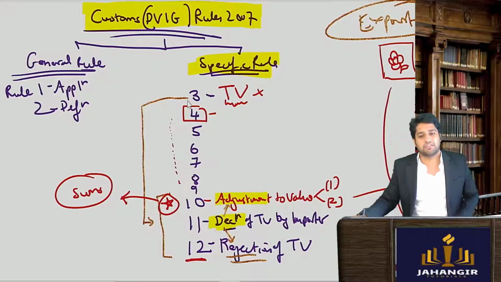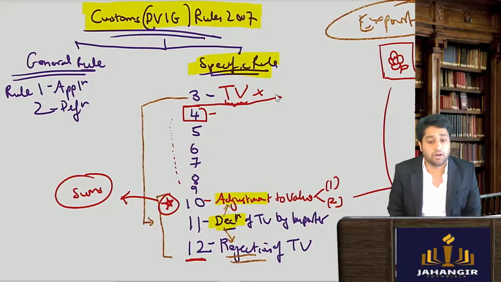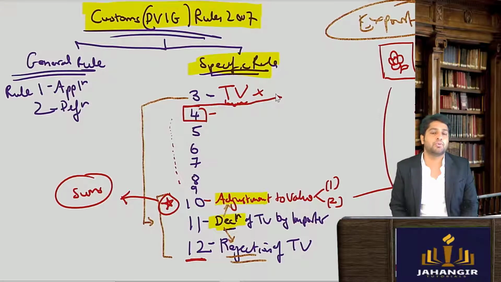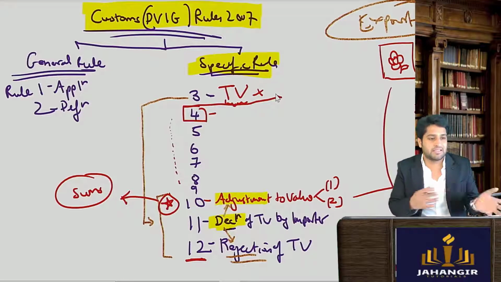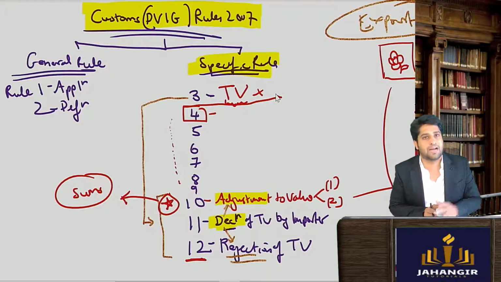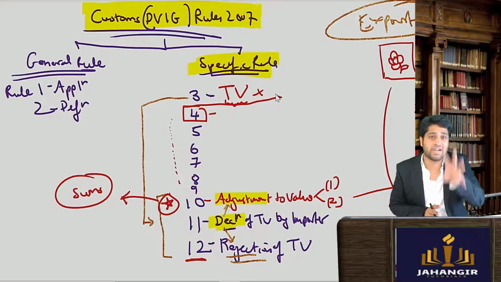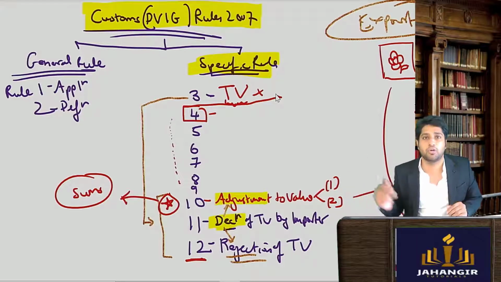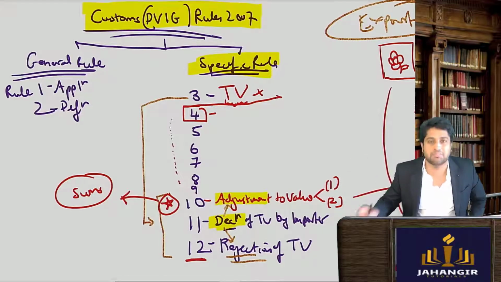If the transaction value could not be trusted and got rejected under rule number 12, now what would you do? If I can't trust this transaction, say you bought a laptop for a certain 2 rupees, I'm not going to trust it. What will I do? How will I assess the value? What is the worth of the laptop? I'll find it from identical goods. What is the price of identical goods?